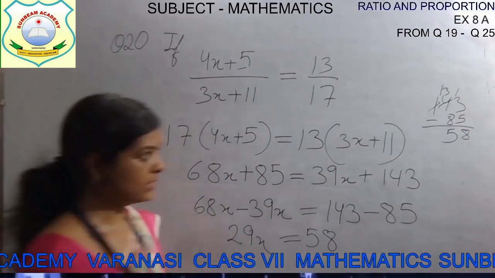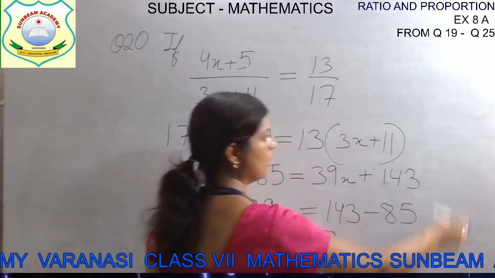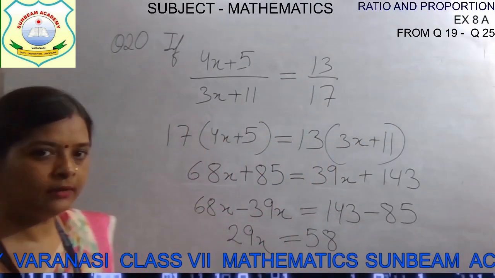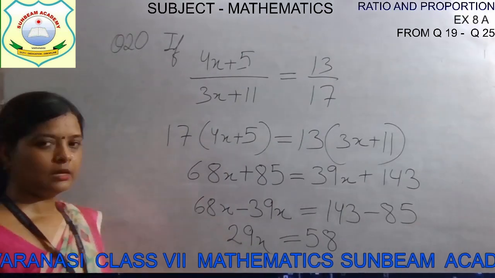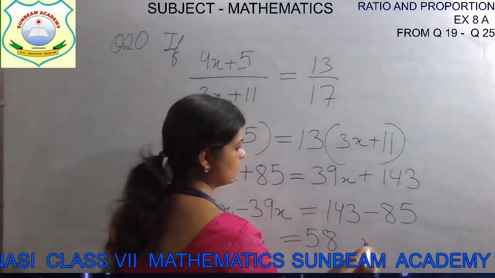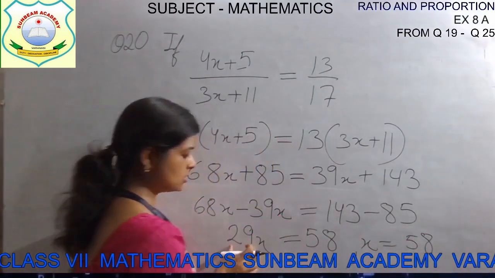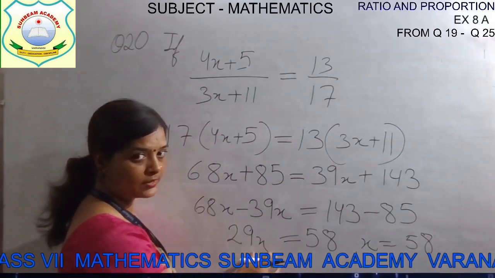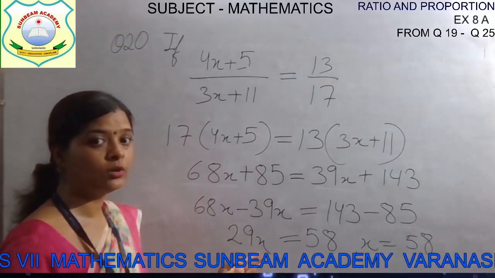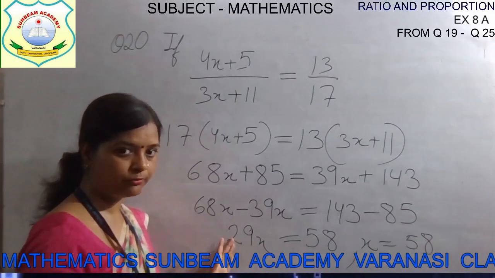Now, next part is, you can solve these things either orally or make a rough column and then try to solve it. I am not having space, children, so I am solving at that side. 29x is equal to 58. Now this 29 is there with x. We have to find x, so we have to make it alone. Whatever is there with x, we have to separate it.